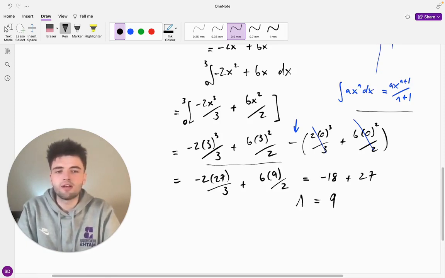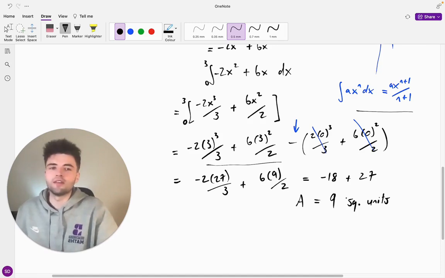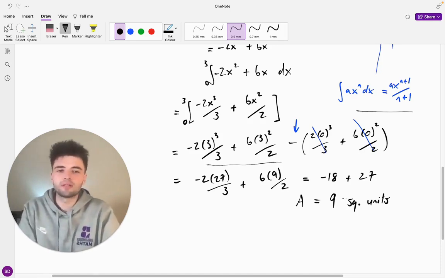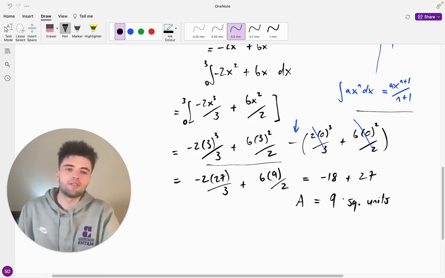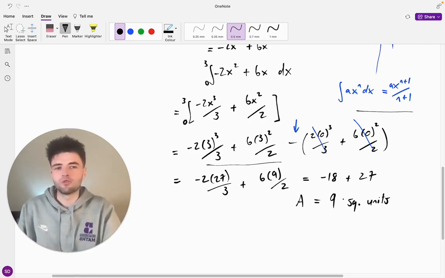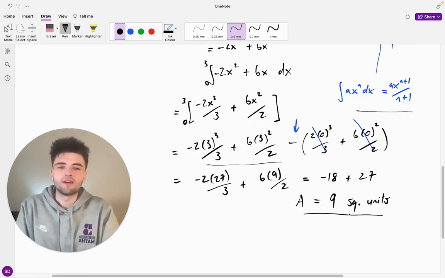So that's our area. The only other thing I'd say here is that if you end up with a minus sign, so let's say you have minus 9 square units, you just take the absolute value of that and say that it's 9, because we don't really have a concept of minus area. But that's going to be your final answer, and that's it for this question.